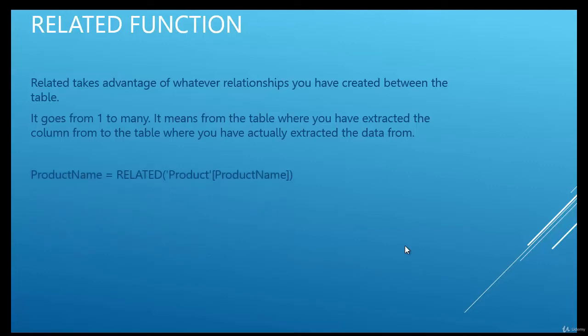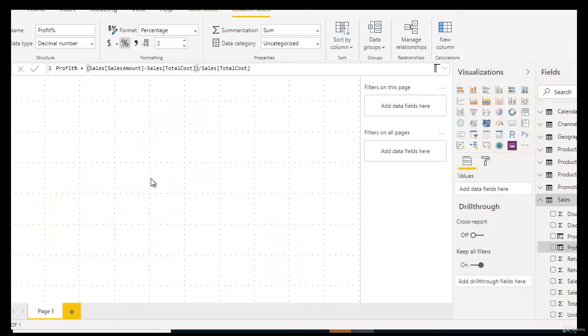Just taking a simple example, in the sales table we do not have the product name, we just have the product ID. So if we are looking to get the product name for each sale, we can do this using the RELATED function. With the RELATED function, we get an opportunity to select the table and select the columnar data from other tables. Let's see this.